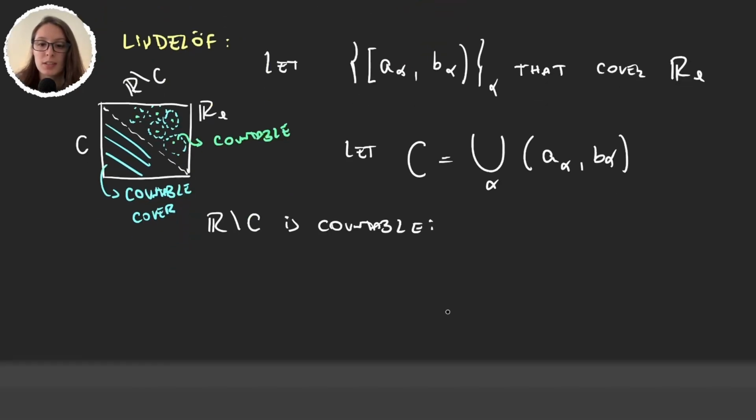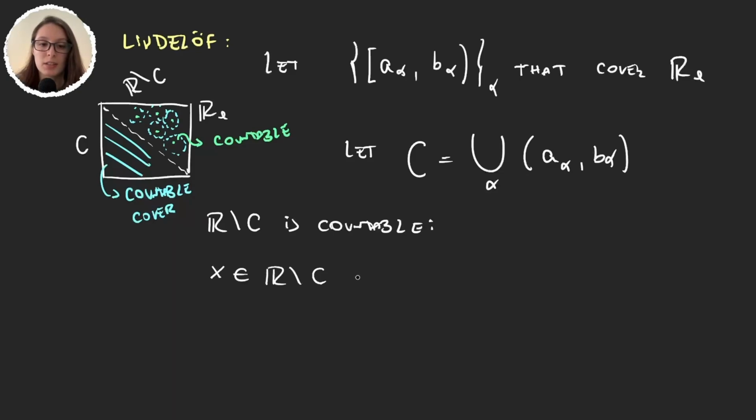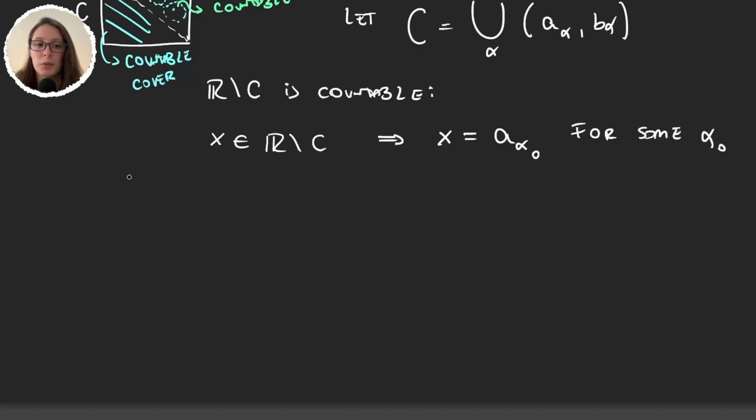For this, let's take some element in R minus C. That means that X is not in any of these intervals, but the intervals with the closed extreme form the cover of RL. So that implies that X has to be A alpha 0 for some alpha 0. Now we will have a look at the interval A alpha 0, B alpha 0. This is just any interval in the real line.